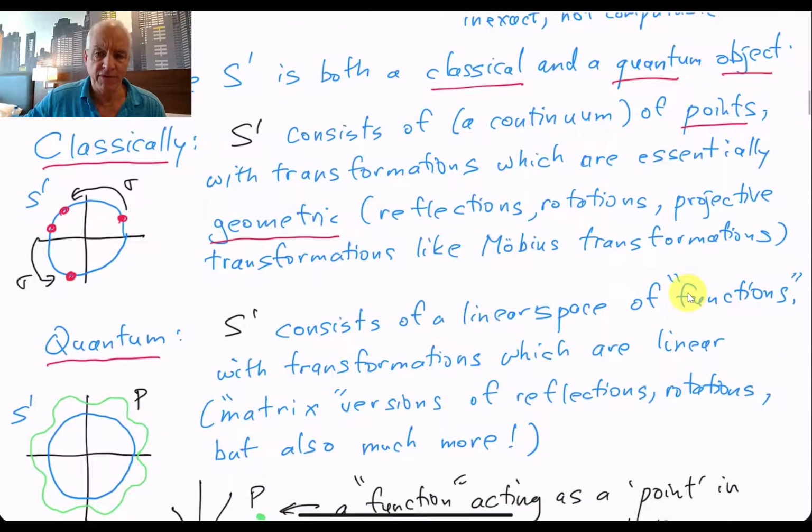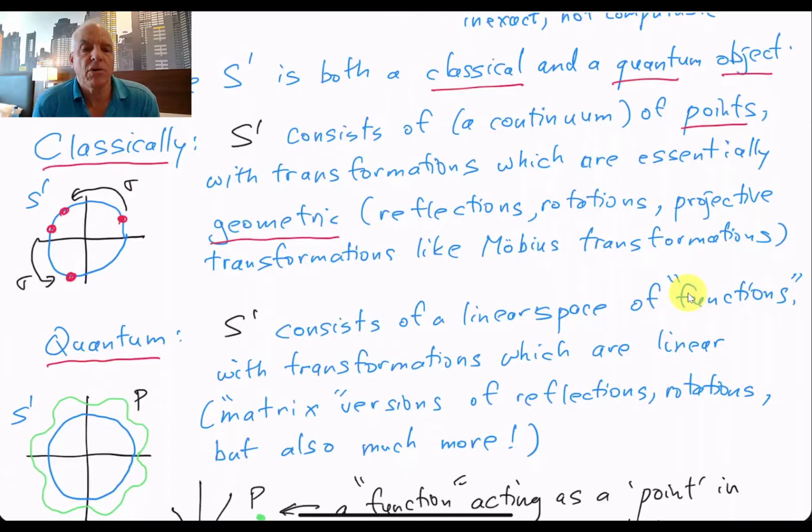Now, the circle is so important. First of all, it's important from a geometrical, historical point of view, but it's also an important classical and quantum object. So it lives in both worlds. And we can get a preliminary idea of the transition from classical to quantum by looking at just the circle. So classically, the circle, typically we'll say S1, consists of a continuum of points. And the transformations that we consider are essentially geometric, like reflections, rotations, and maybe more sophisticated things like projective transformations, like Mobius transformations.